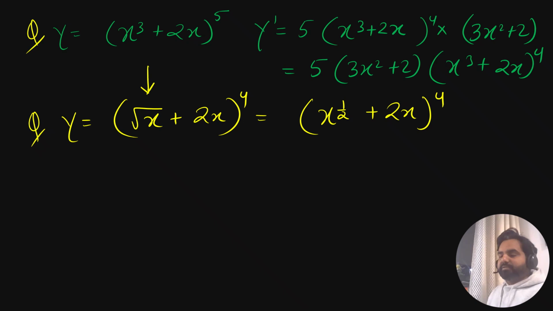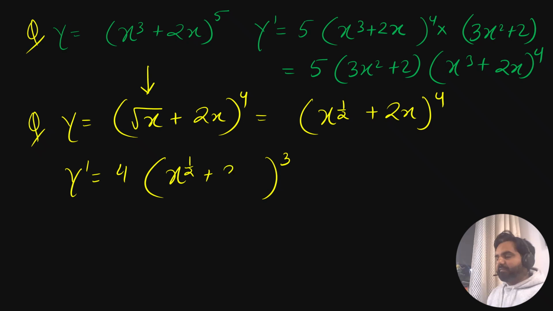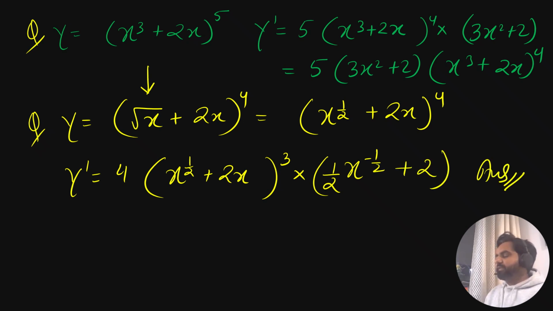Now I will try to use the bracket strategy, which is y dash is equal to 4 bracket power 3, whatever is inside the bracket I will fill it, multiplied by differentiation of the bracket. So differentiation of the bracket is half x to the power minus half plus 2. This would be your final answer. In this way, we can solve most of your algebraic questions.